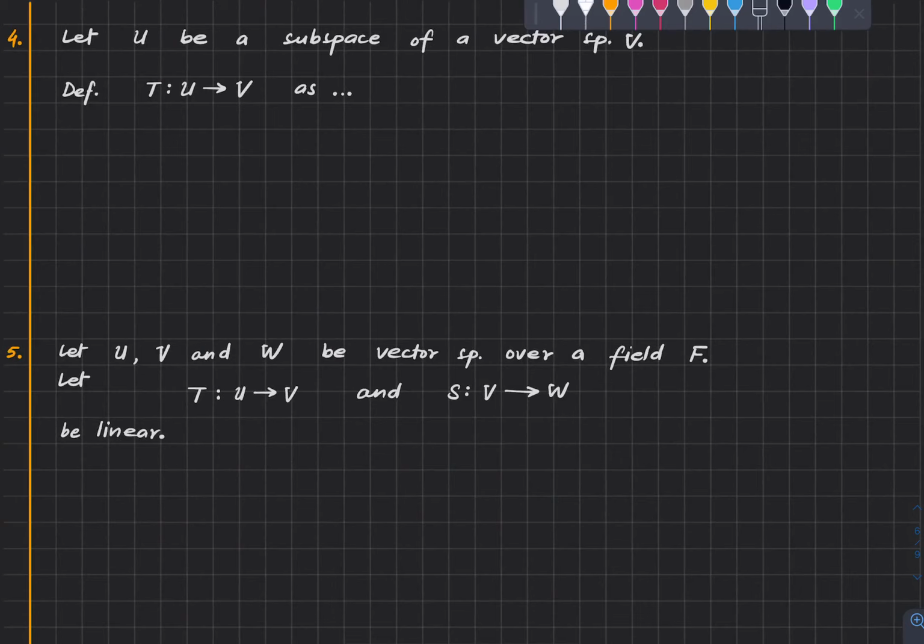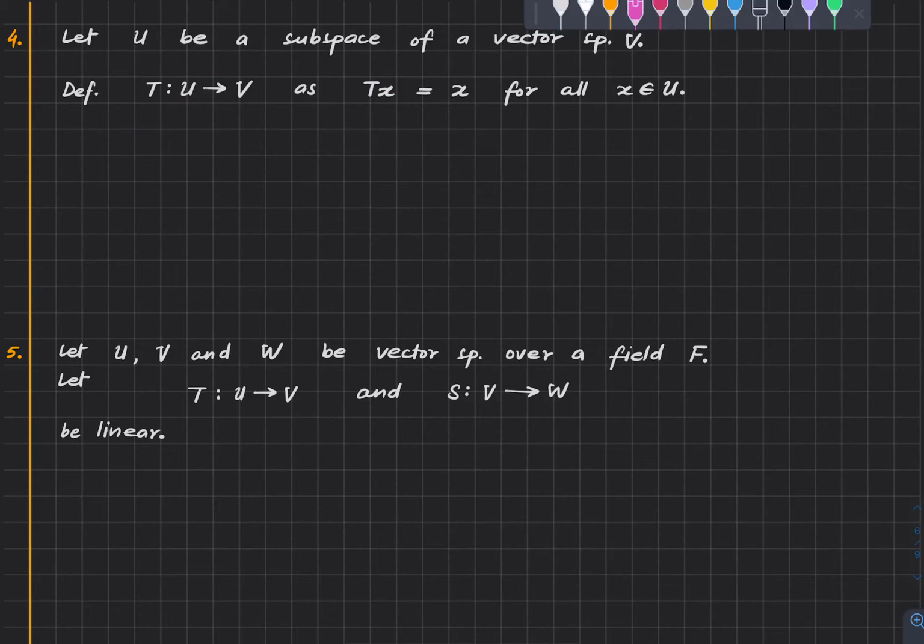Okay, this is a nice example. Let U be a subspace of a vector space V. Define the map T as, this will look funny, Tx is equal to x for all x in U. So once you have x in U, this is also a member of V, so it is legitimate to just pick a member here and send it to itself. Okay, and this is a linear map.